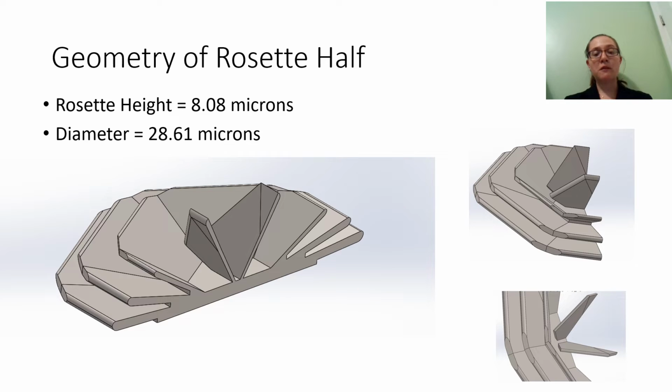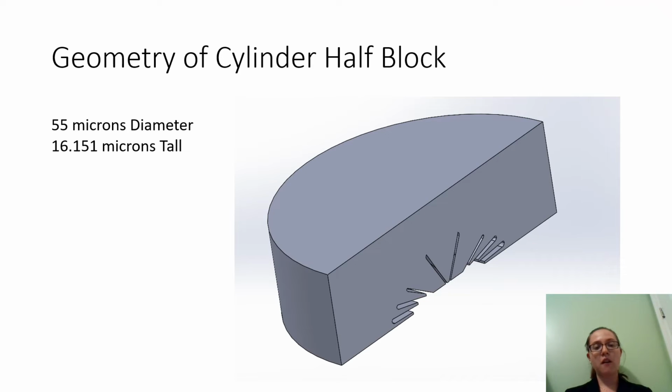Now to look at the geometry that was used in the model. Here is the geometry that was used for the rosette half. The geometry was modeled in SOLIDWORKS 2020, and the rosette height was set to be about 8.08 microns with a diameter of about 28.61 microns. For the meshing scheme, we used a blocking method, so we had the cylindrical block that encompassed the rosette itself as well as the fluid volume immediately surrounding the rosette. The cylinder itself was about 55 microns in diameter and about 16.151 microns tall, which is 2 rosette heights.